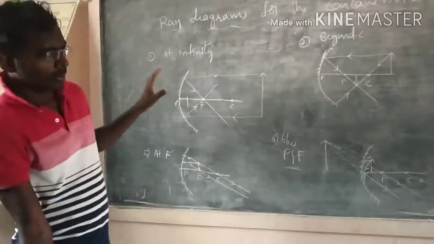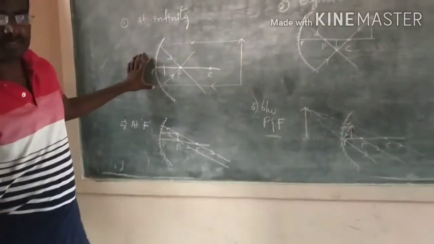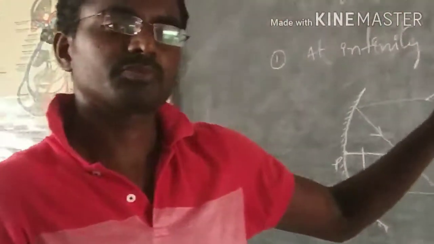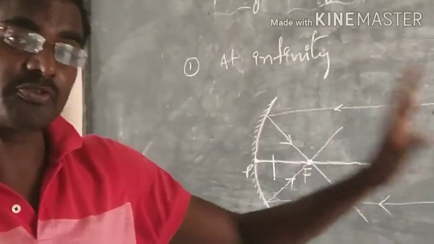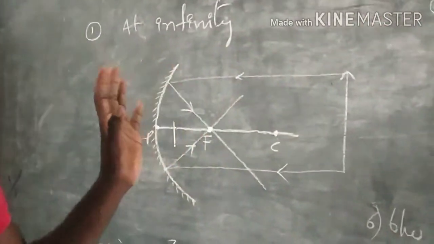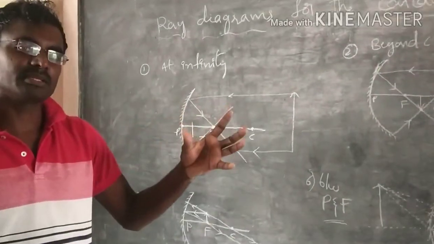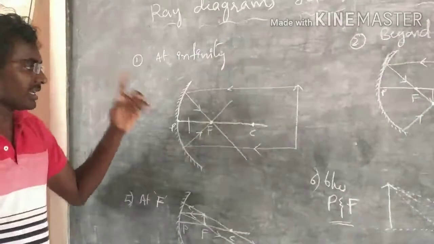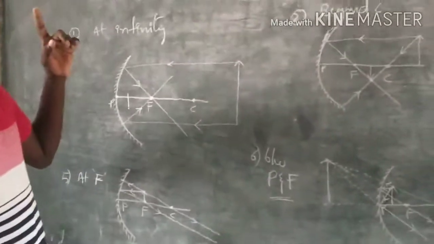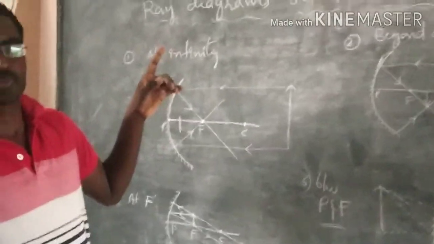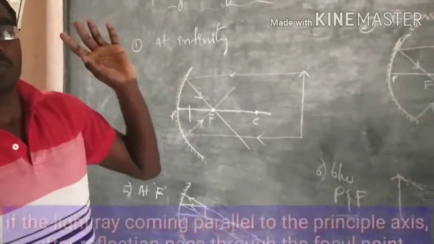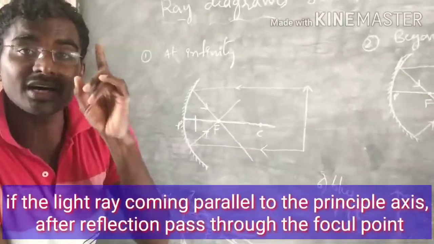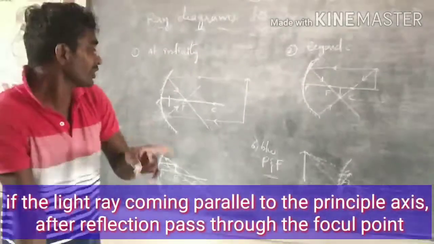So if this is the concave surface, whenever the object is at infinity, how will the image be? Where is the image formed? Just see. Already, just remember rule 1. What is that rule? Whenever the light ray is parallel to the principal axis, it passes through the focus.